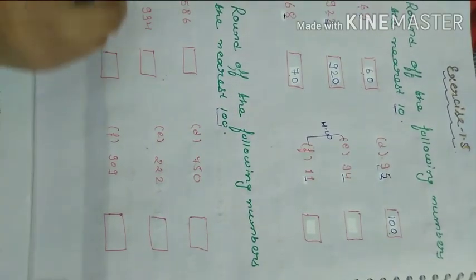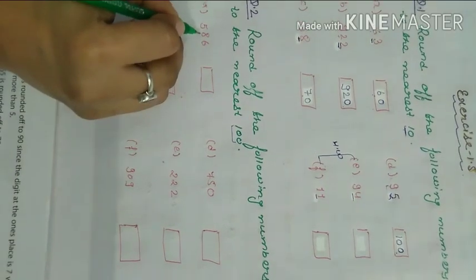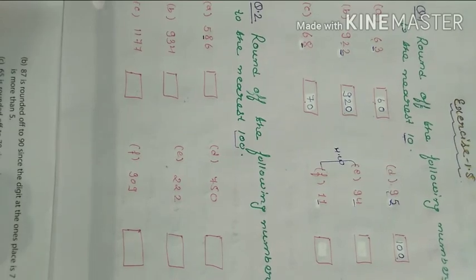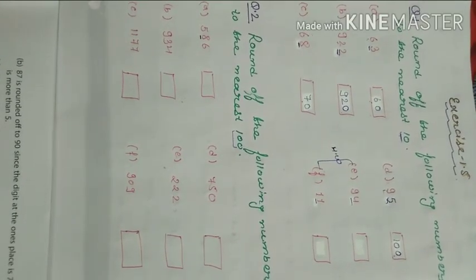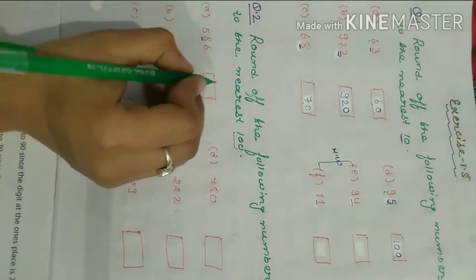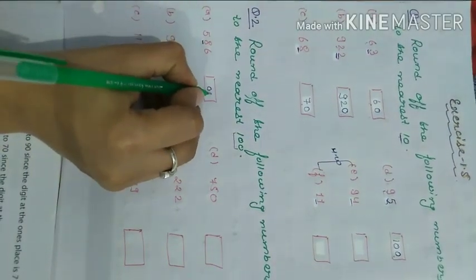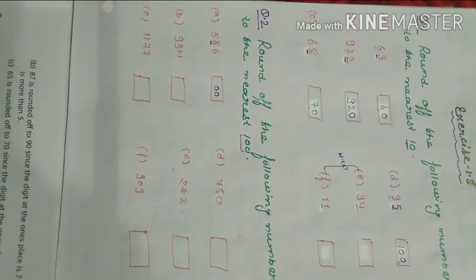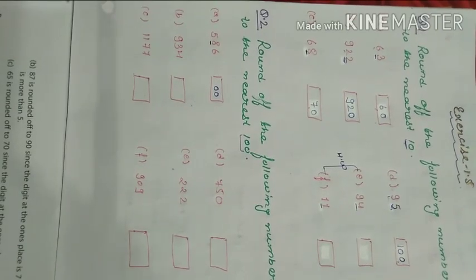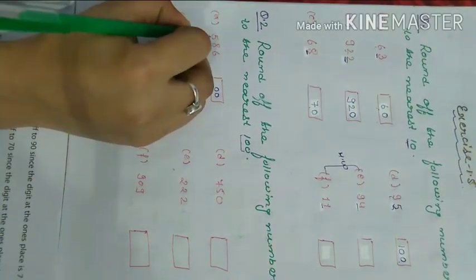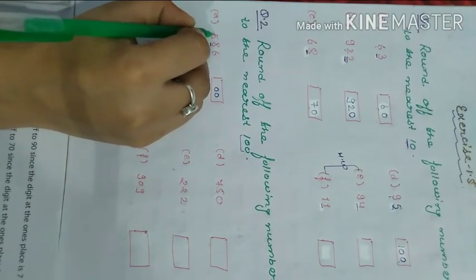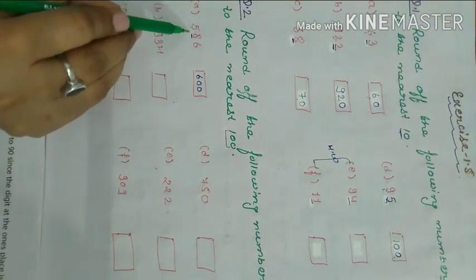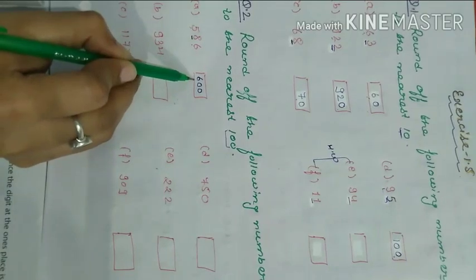Here the digit at the tens place is 8 which is more than 5. Okay, so what will we do here? We will place 0 at the tens place and ones place. And now will the hundreds place remain the same or will it change? It will change and we will add 1 to the hundreds place. That means we will add 1 to 5. So it will become 6. So the rounded number of 586 is 600.